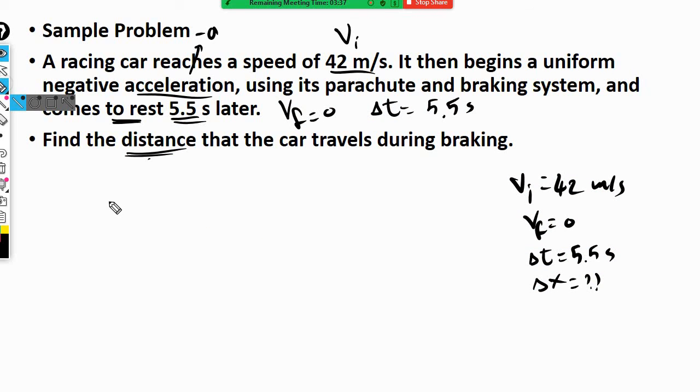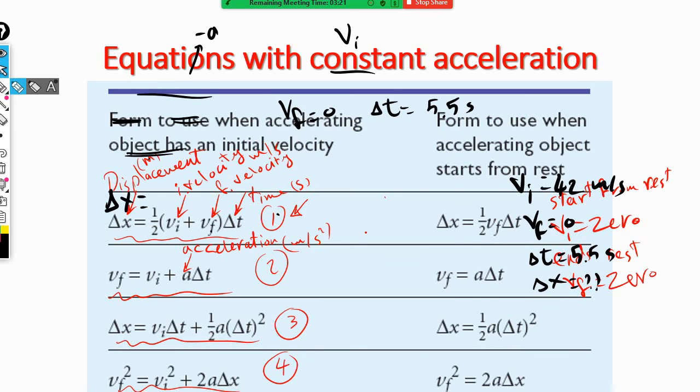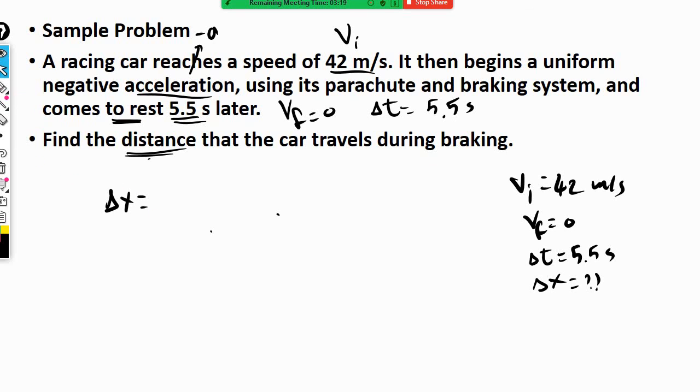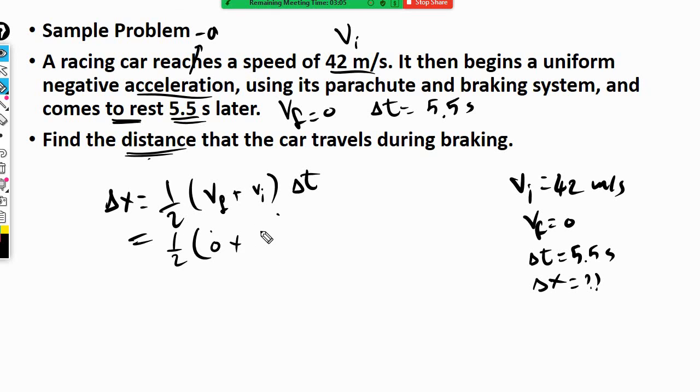Now we write the equation: delta x equals half times (vf plus vi) times delta t. Okay, like that. Now we have everything here: half, vf is 0, vi is 42, delta t is 5.5. By calculator, I don't know what the number will be. I want someone to calculate it, please. Okay, Dimitri, just do it.